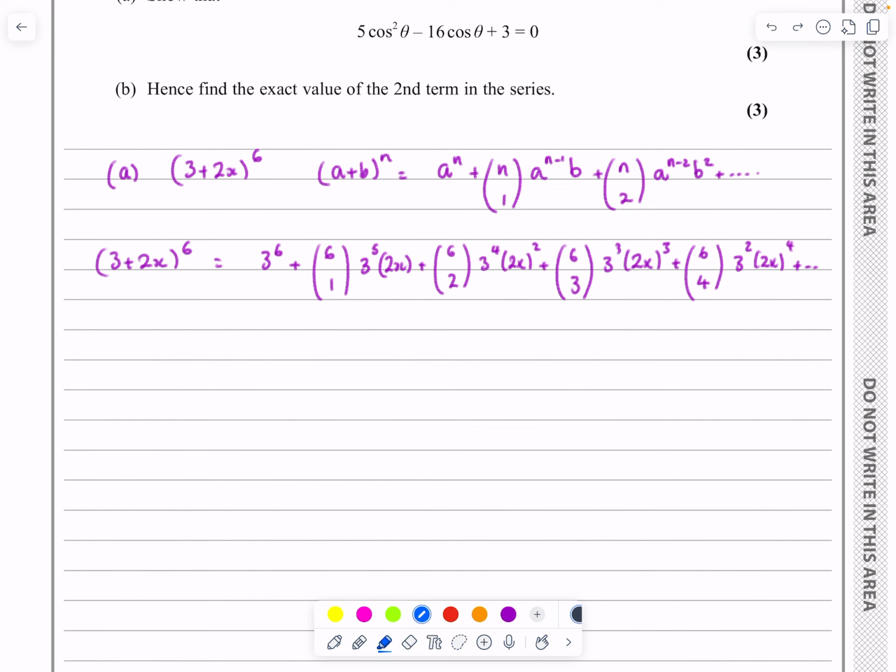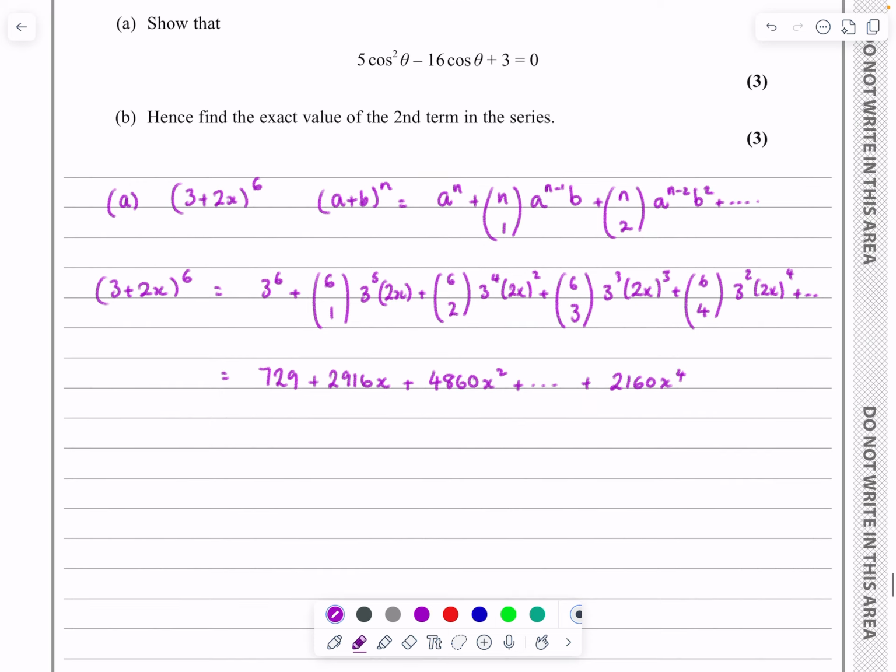So now we can actually go ahead and work out what that all works out to. I'm just going to let you do that. That's 729. It's 2916x. It's 4860x^2. We're not worried about the third term, and the fourth term is 2160x^4. Trying to save myself as much time as possible. It's a long question. Don't do bits that we didn't need to do.